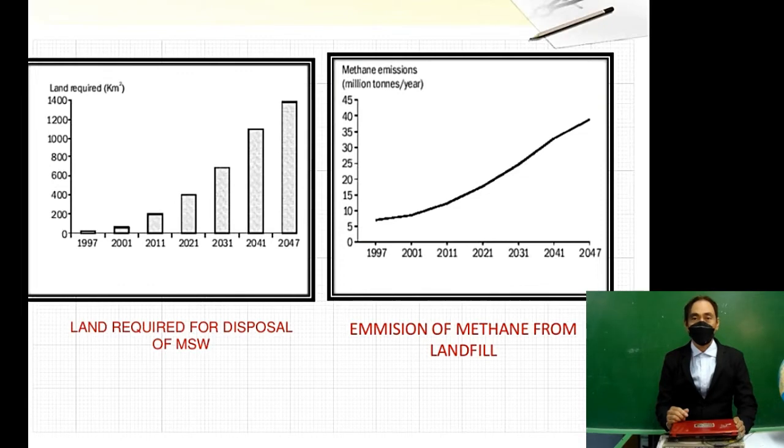So here is a chart to look at, guys. The land required for disposal and emission of methane from landfill.